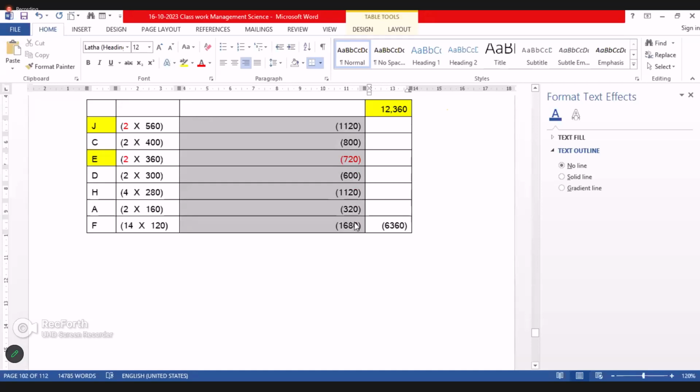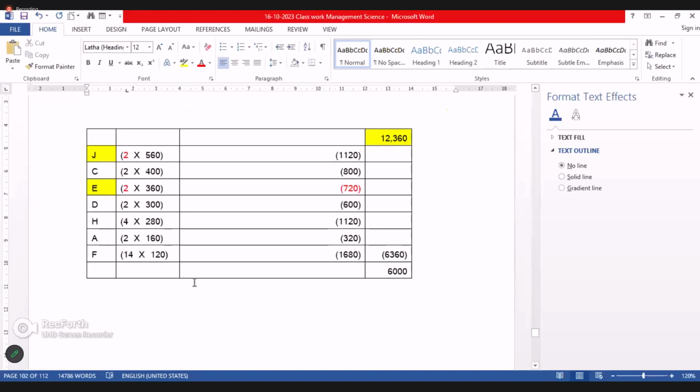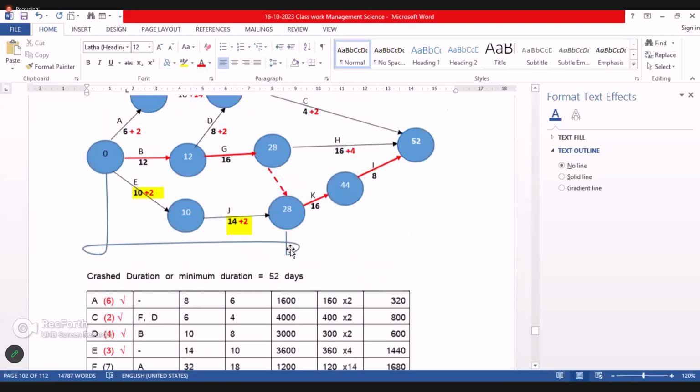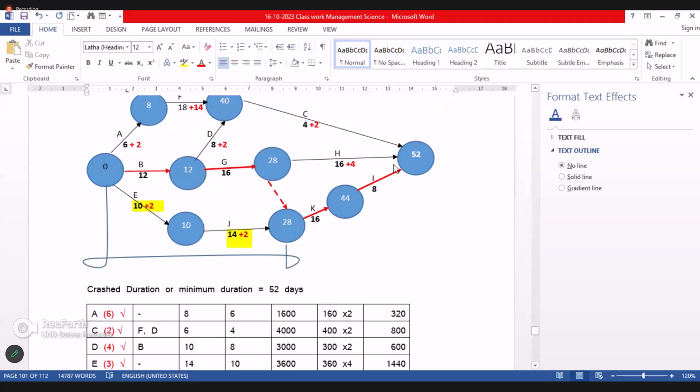Adjustment. Okay. Now, what is the next net effect? 6,000. So now, what is the associated cost? Minimum duration 52 days. What is the associated cost?